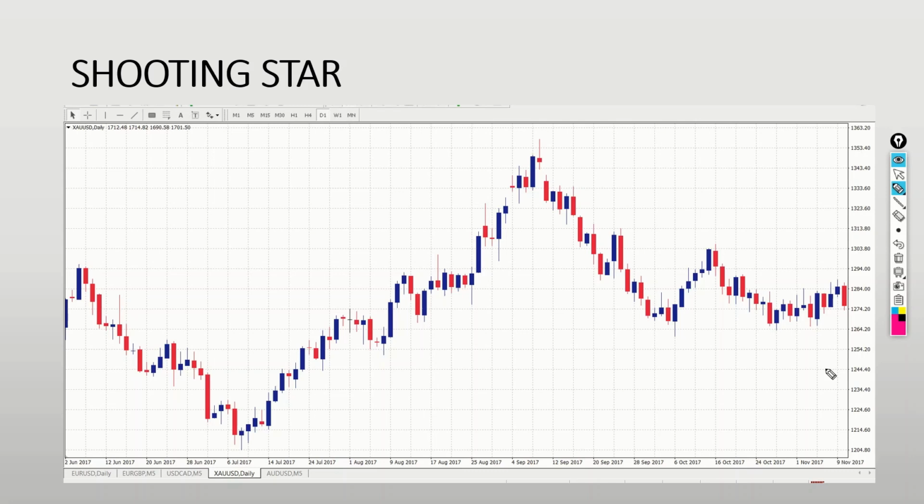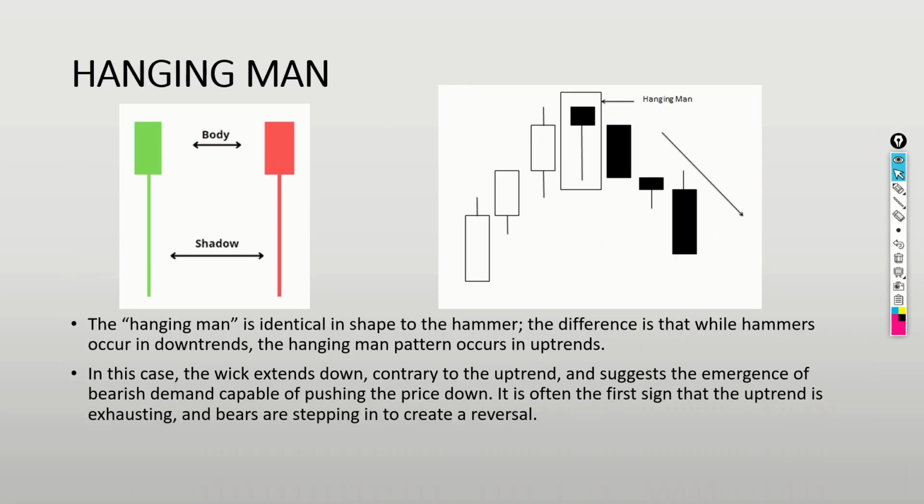So every time you see a shooting star in an uptrend, it shows exhaustion of the uptrend and then an onset of the bearish reversal. So we are going to be looking at another candlestick pattern called the hanging man. So we have the hanging man. Okay, this is how the hanging man looks.